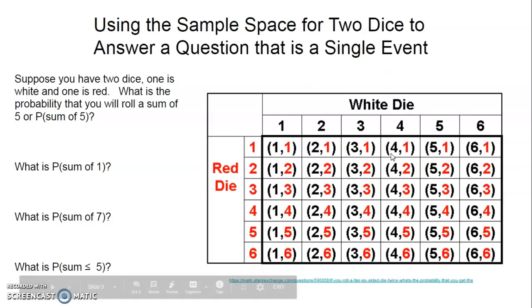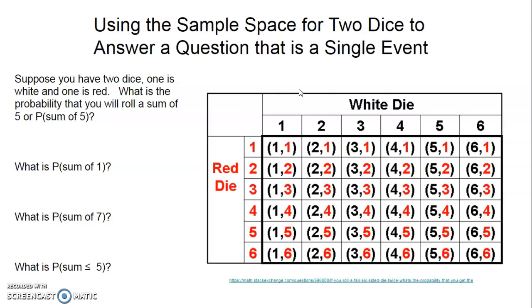All right, so if you look for a sum of 5, I think you can see the pattern here, right? And I do want to point out, by the way, that a black 1 and a red 4 is different than a black 4 and a red 1. Same here. Black 2 and red 3 is different than black 3 and red 2. That's because it's a different die that's actually producing that number.